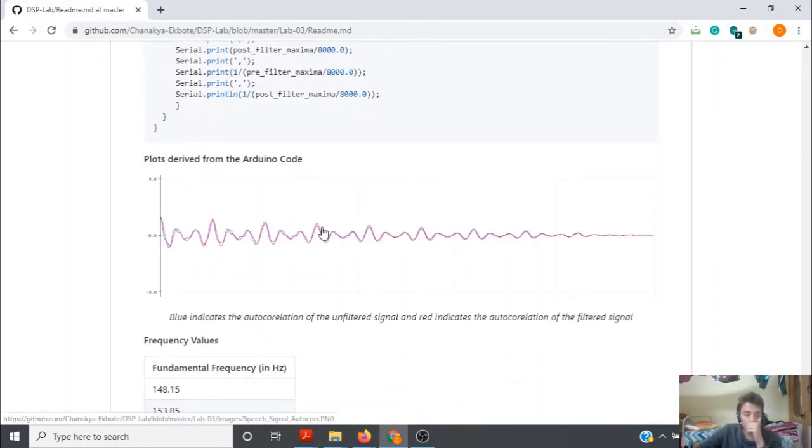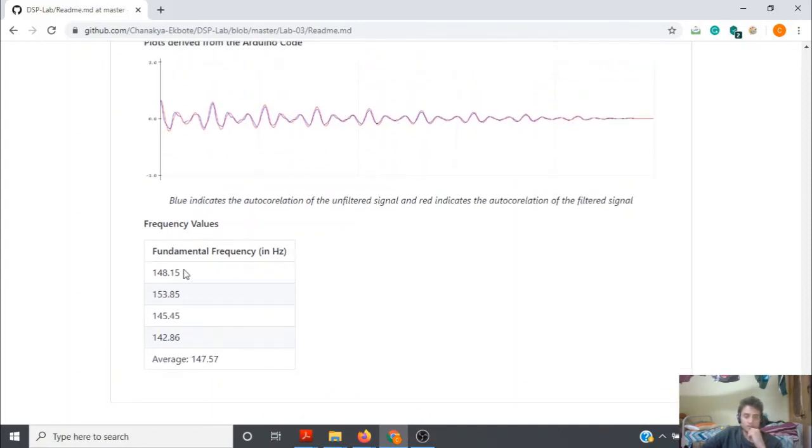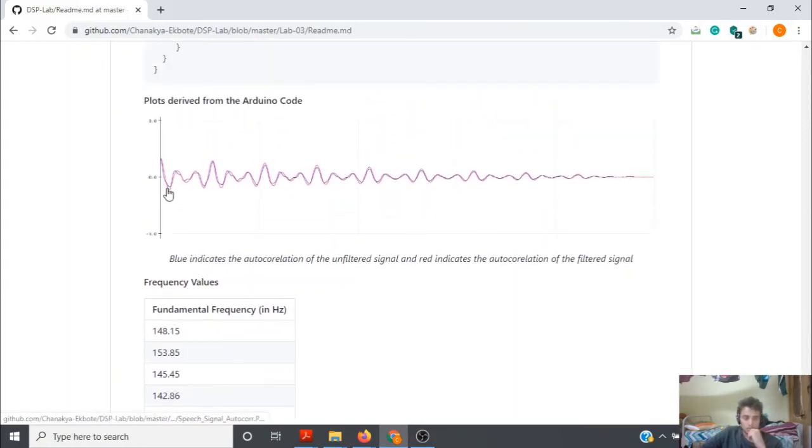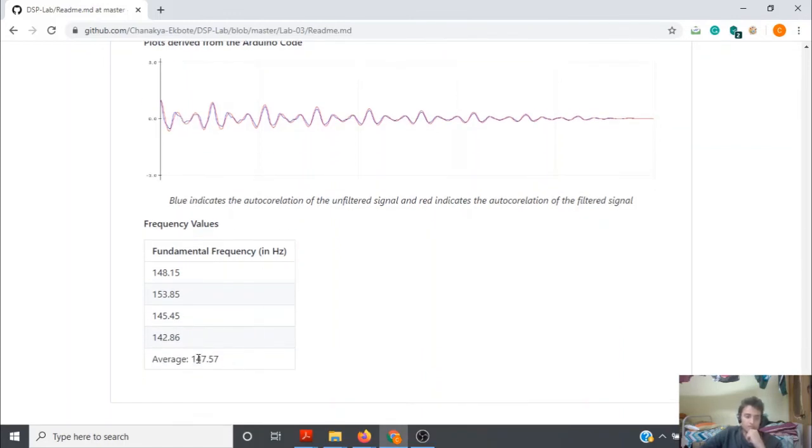Now the plots derived from the Arduino code are just this, and you can see that the red function in this case is giving you a much smoother autocorrelation as compared to the blue one, which is the unfiltered one. And this again is a repetitive signal as we have seen before. The fundamental frequency values that we have got are 148, 153.85 and so on, and these values have been calculated with respect to the smooth signal, which is the red color, and the average is 147.57, which is well within the range. So I think that is the end of my video.